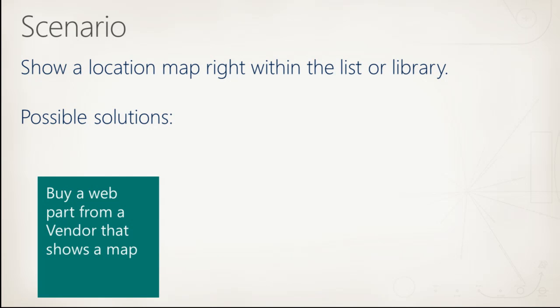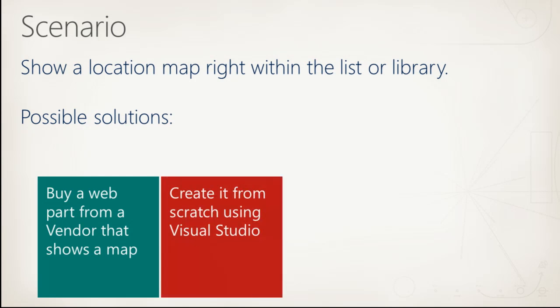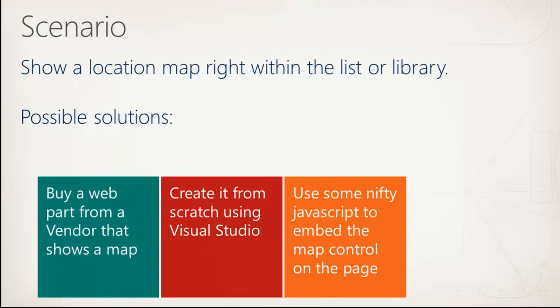Now, of course, one of the possible solutions is to buy a web part from a vendor that shows a map. That's one way. There are definitely things like that out there. Creating a custom solution is always on the table. You can do that. Use some nifty JavaScript to embed the map control on the page. That's some stuff that has been done before. You can definitely still do that.